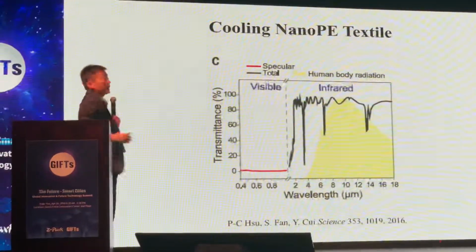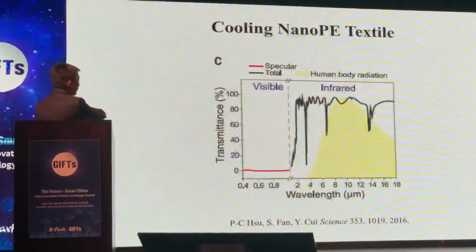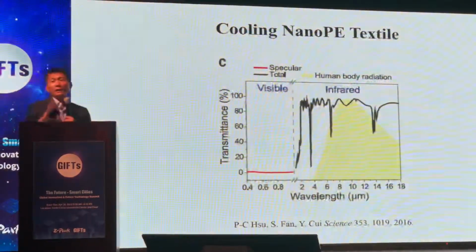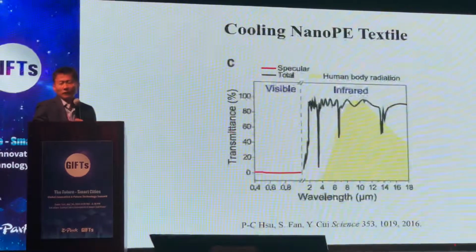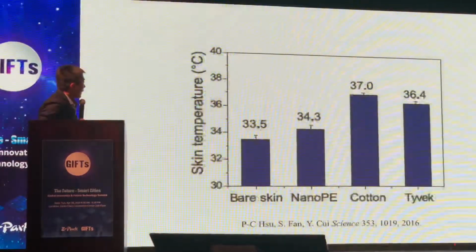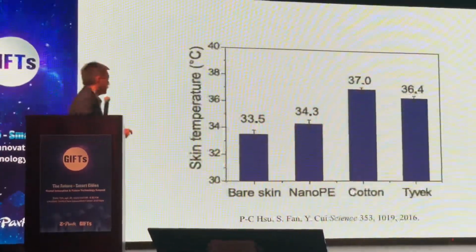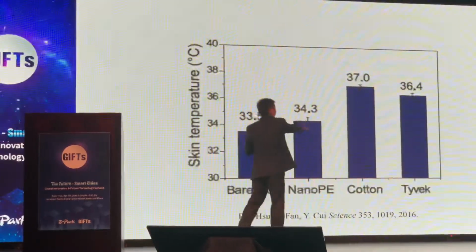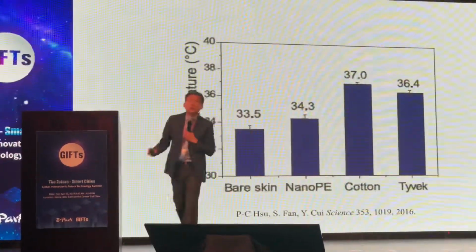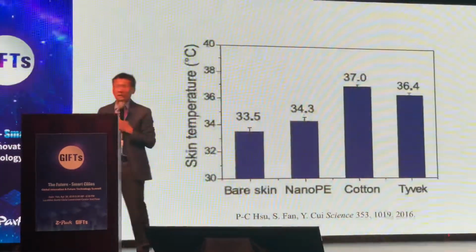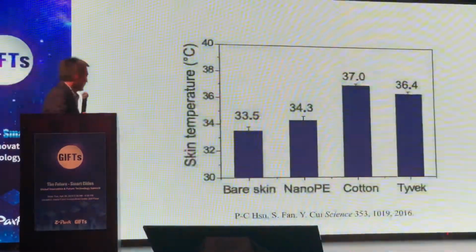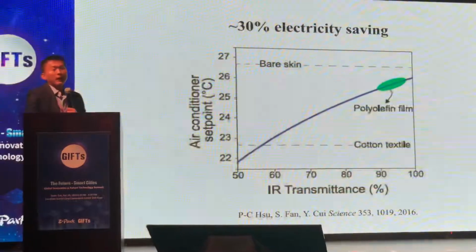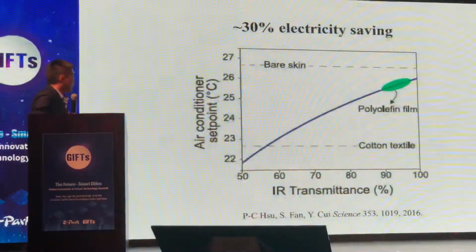This infrared transmittance is 90%. But the visible wavelength, the red color right there, becomes opaque. So now it becomes wearable, and this really cools down the human body. Wearing our nanoPE textile right here, your skin temperature is almost like being naked. So really cooling down the body by a lot. This allows us to save 30% of electricity used for air conditioning.